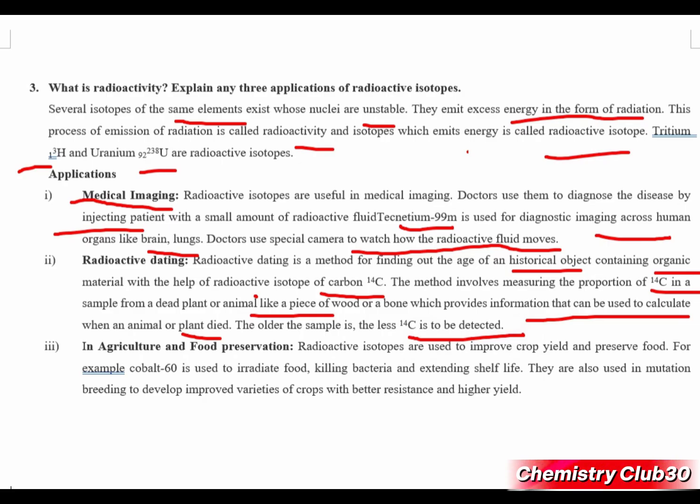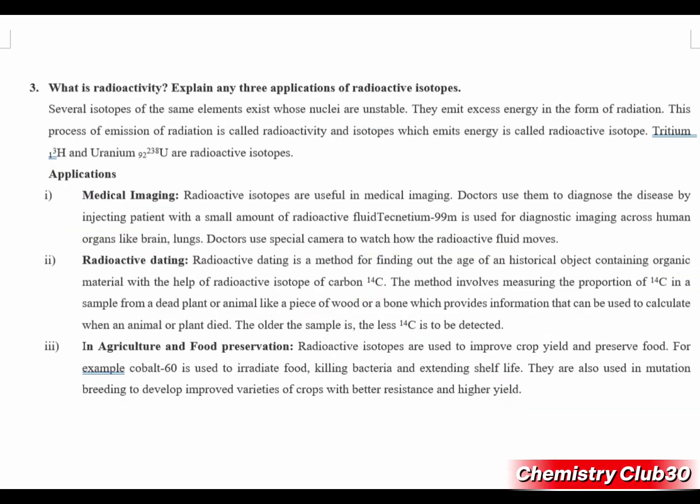Third application is in agriculture and food preservation. Radioactive isotopes are used to improve crop yield and preserve food. For example, cobalt-60 is used to irradiate food, killing bacteria and extending shelf life. They are used in mutation breeding to develop improved varieties of crops with better resistance and high yield.